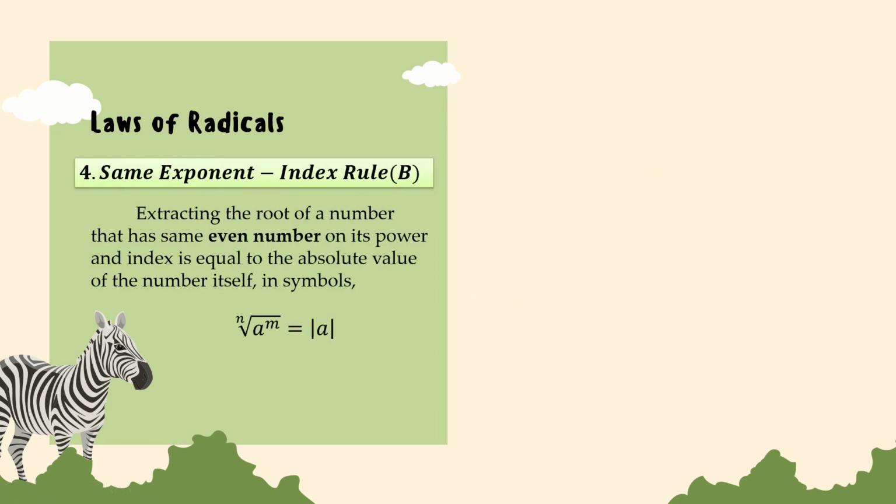How about the fourth rule of radical? The same index exponent rule, set B. Extracting the root of a number that has this same even number, ganina odd number, karon same even number on its power and index, is equal to the absolute value of the number itself. In symbols, the nth root of a exponent m is equal to the absolute value of a. So lahi na ni siya kay even number naman. So what will happen?